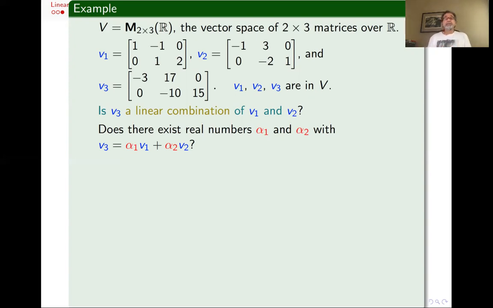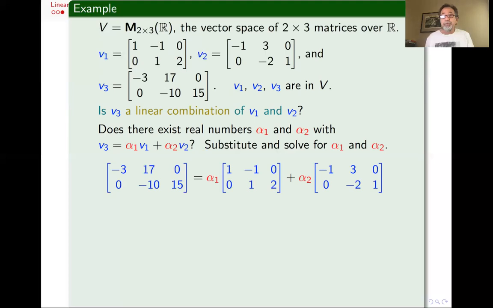So are there specific numbers alpha 1 and alpha 2 that will make alpha 1 V1 plus alpha 2 V2 equal to V3? There may exist, there may not. If there are not, then we say that V3 is not a linear combination of V1 and V2. If I can find alpha 1 and alpha 2, then I will say V3 is a linear combination of V1 and V2. How would I do that? I don't know what alpha 1 and alpha 2 are. I have to find those. Those are the unknowns. But I do know what V3, V1, and V2 are, and therefore I can substitute those in this equation and then solve for alpha 1 and alpha 2.